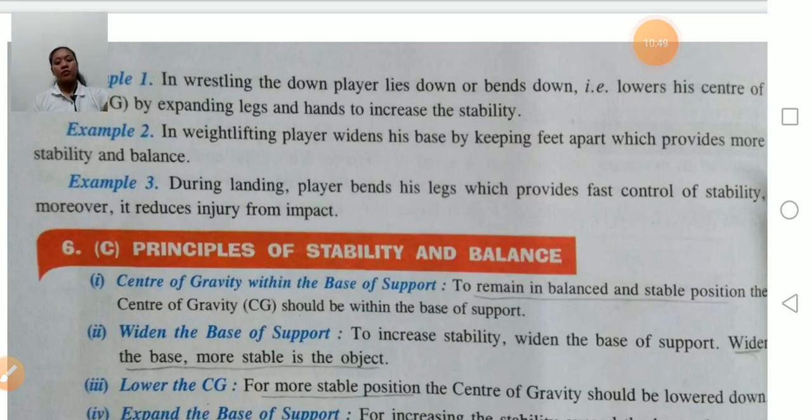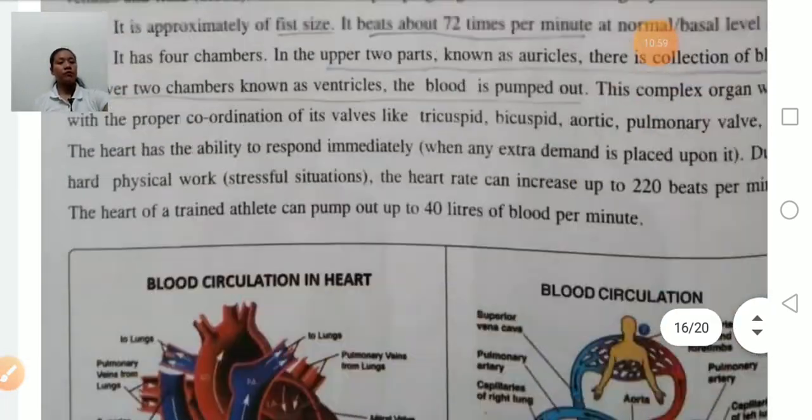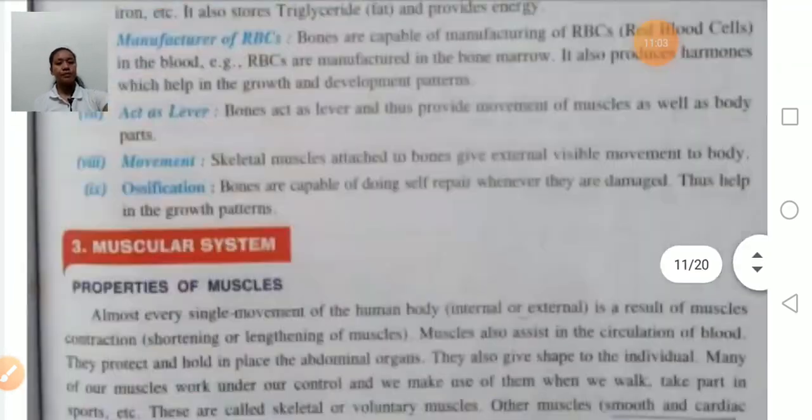We have completed our 8 chapters: fundamentals of anatomy, physiology and kinesiology in sports. Let's once again do our fast revision of these chapters. Anatomy.